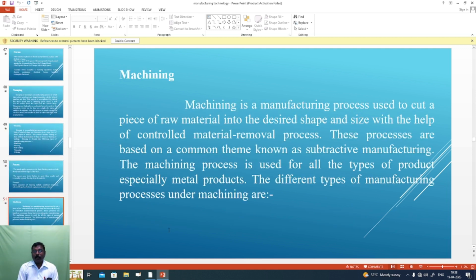Then machining. Machining is a manufacturing process used to cut pieces of raw material into the desired shape and size with the help of a controlled material removal process. These processes are based on a common theme known as subtractive manufacturing. The machining process is used for all types of products, especially metal products. The different types of manufacturing process under machining.